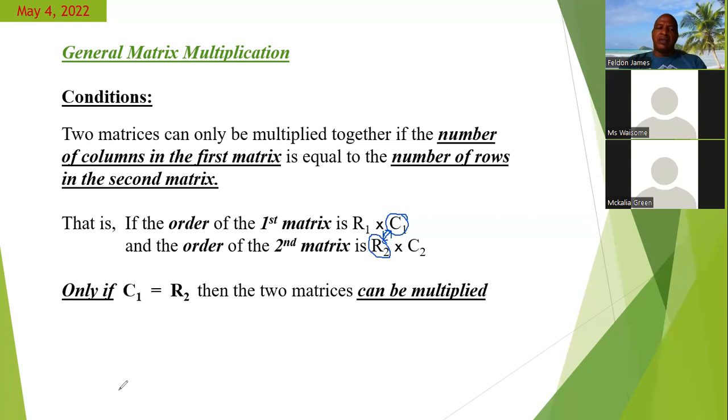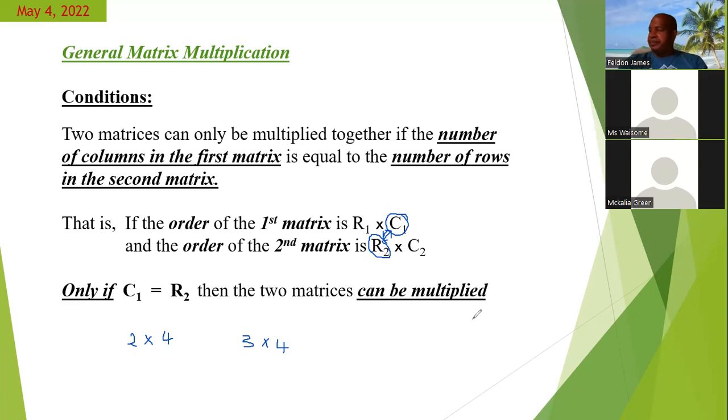All right, so what does that mean? Suppose I have one matrix where the order is 2 times 4. That's the order of one matrix. And we have another matrix where the order is 3 times 4. Can these two matrices be multiplied together?